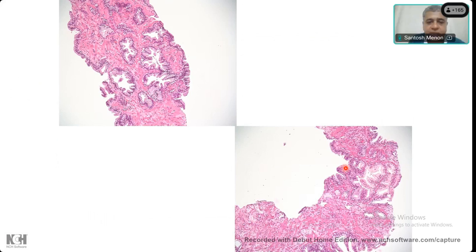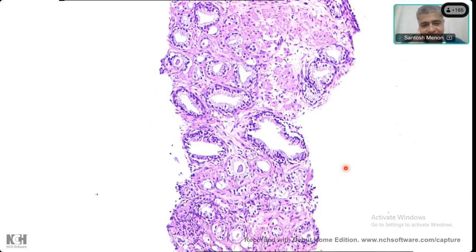So when do you start suspecting prostate cancer? At low power, what are you looking for? Priyanka? We'll be looking at the architecture of the glands, like if there is any change in the dilatation, in the proper structure and the lining of the gland.